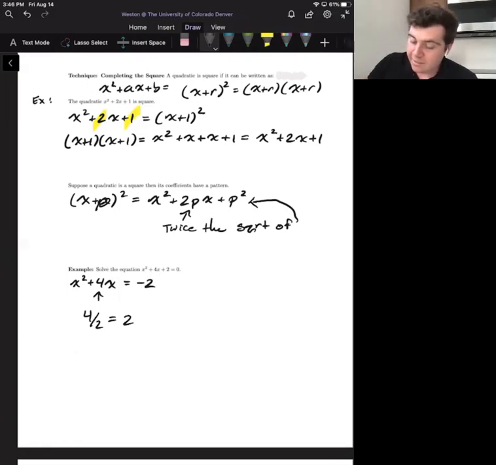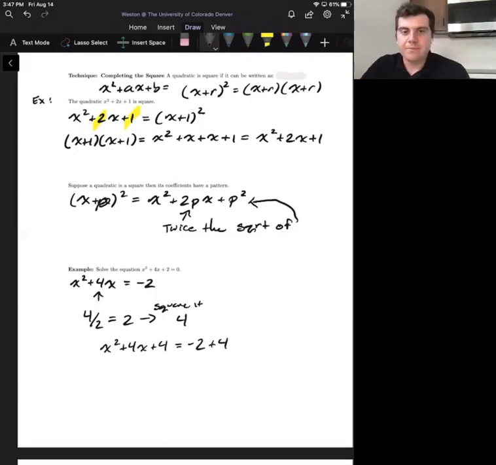So we'll take 4 divided by 2. That gives us 2 back. And then square it. And that gives us 4. And so now we're going to take 4 and add it to both sides. So we'll get x squared plus 4x plus 4 equals -2 plus 4. And remember, if we add the same term onto both sides of the equation, that doesn't actually change the solution at all.